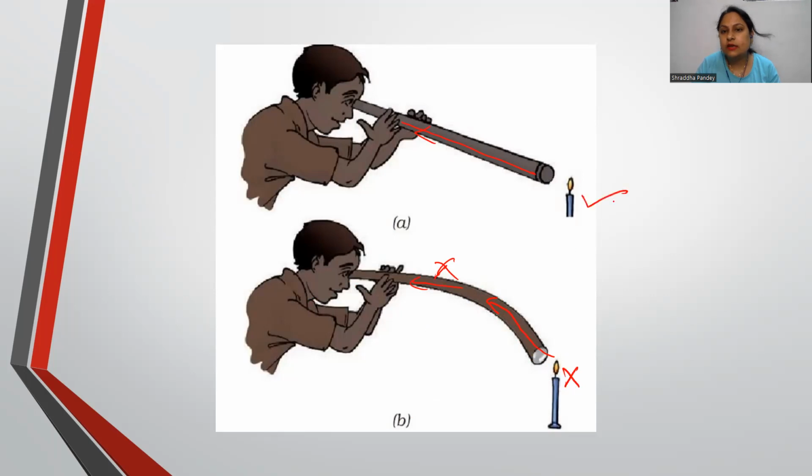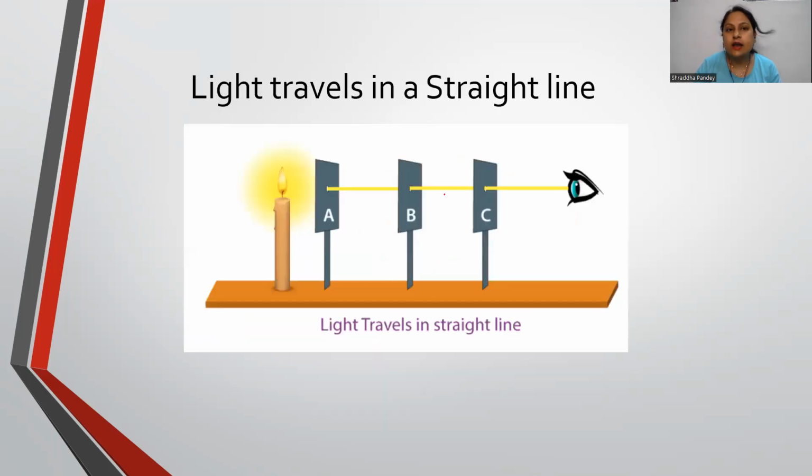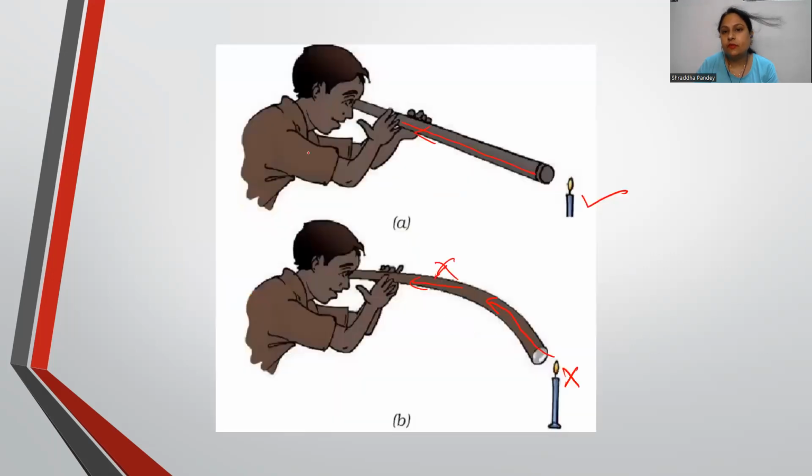But here you can see the candle. So this shows that light travels in a straight line. This activity shows that light travels in a straight line. Here it is straight, so light easily travels, but here it is bent. So light is obstructed by some opaque material, and it does not travel to the eyes.